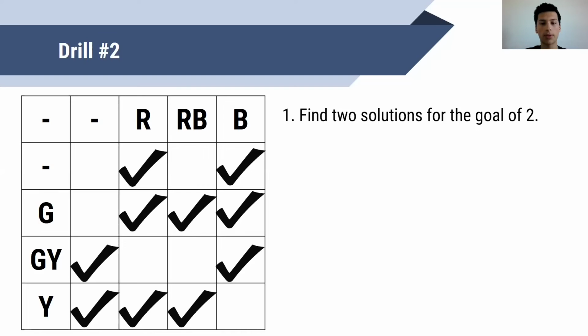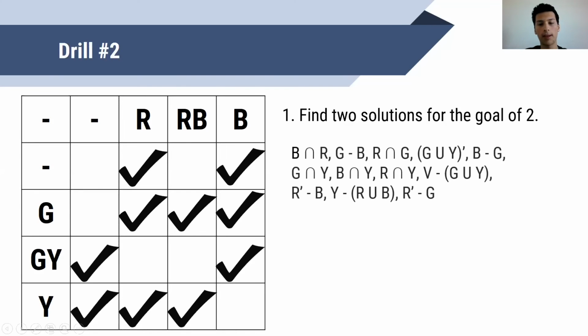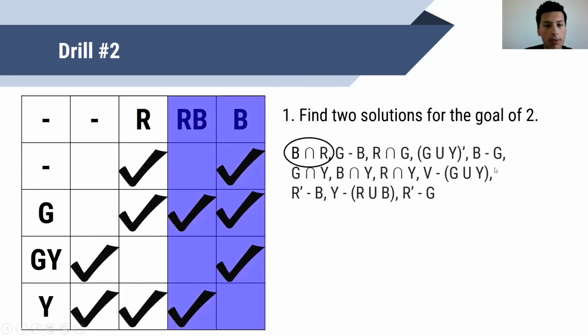Here are some sample solutions. They're in a list here. The comma separates each one. I'll go over the first 2. So the first one here is blue and red, blue intersection red. We have the blue cards and the red cards. We need cards that have both blue and red, and we can see that there's 2 cards that have both blue and red. That fits the goal of 2.